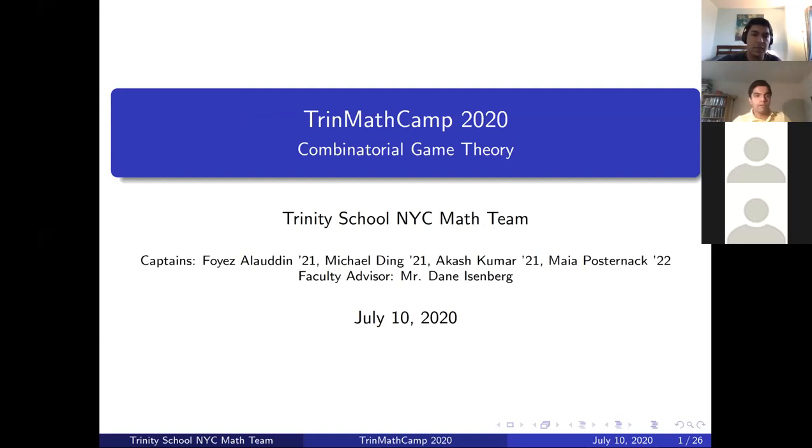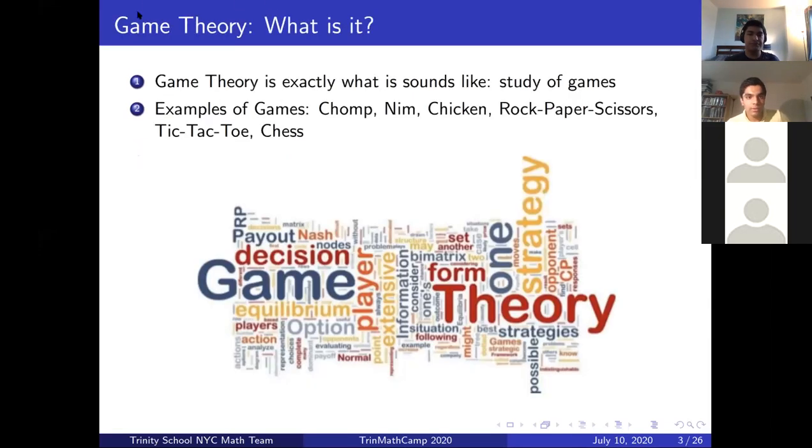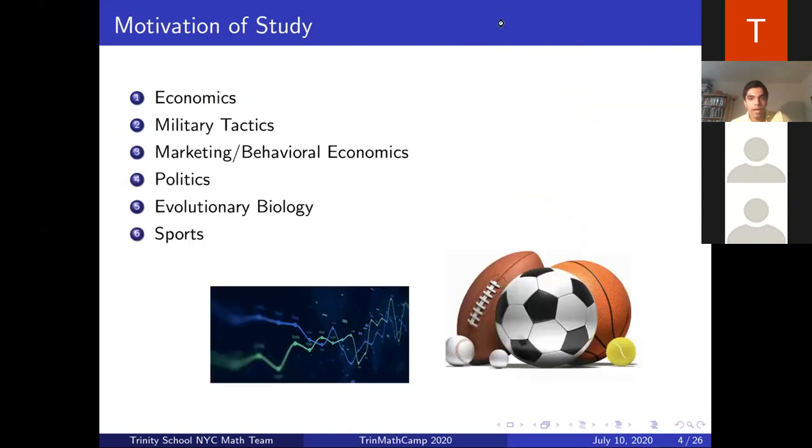But yeah, today we're talking about combinatorial game theory, and I'll explain what all of this means as we go along. So game theory, what is it? Game theory is exactly what it sounds like. It's essentially just the study of games. A couple of examples are chomp, nim, chicken, rock paper scissors, tic-tac-toe, chess, any game that you can really think of. Game theory gives us terrific techniques to analyze these games and understand how people win, what some strategies are, and what the properties of the game are.